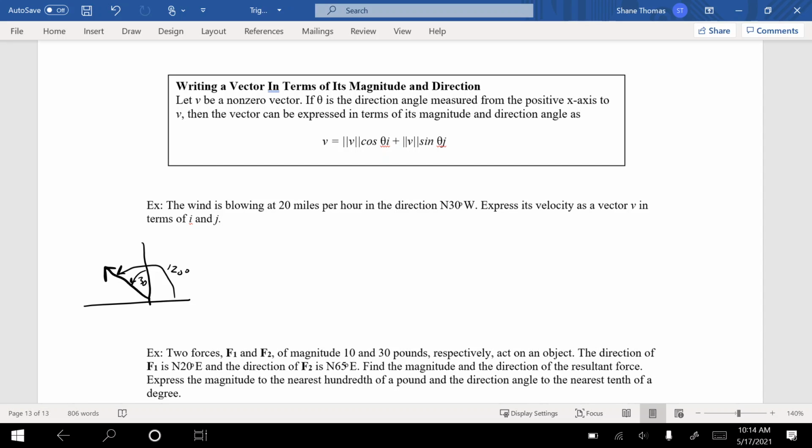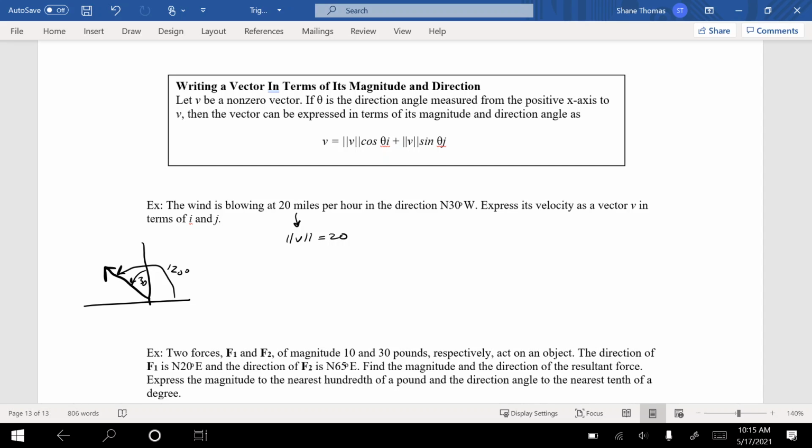All right, now anytime you have something like this, the wind's blowing 20 miles per hour, or you have so many pounds of force, that is your magnitude. Okay, that is how long it is. So this here, 20 miles per hour, that is going to be my magnitude of v.